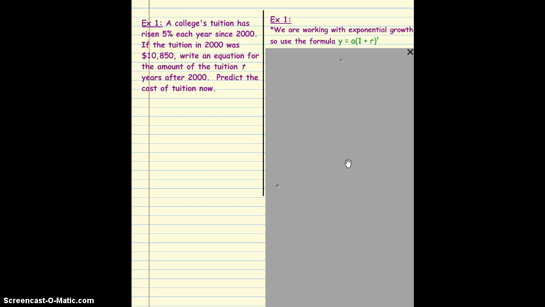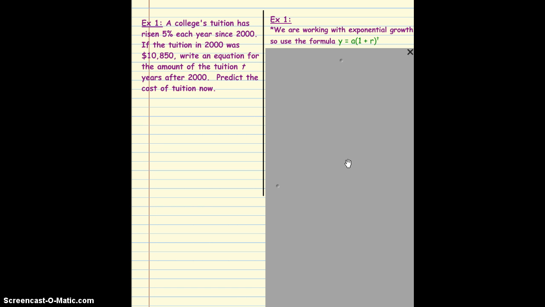Example 1, college tuition. This is what you guys are going to be looking forward to in just a few short years. College tuition has risen 5% each year since the year 2000. If the tuition in 2000 was $10,850, we're going to write an equation for the amount of tuition t years after 2000, and we're going to predict the cost of tuition now. Well, that's good. We need to know how much college is going to cost us.